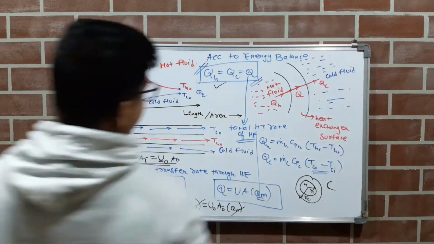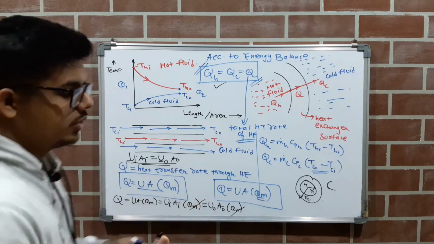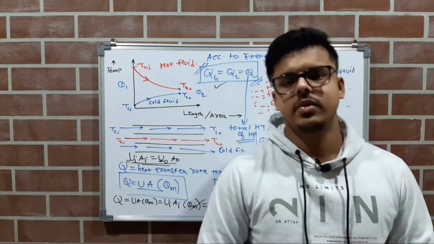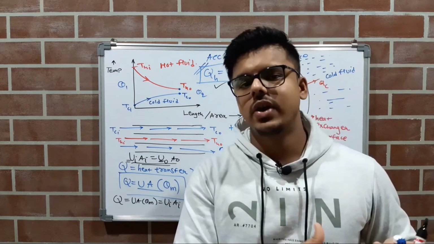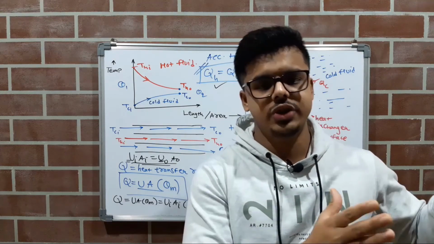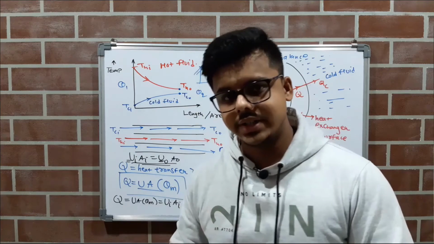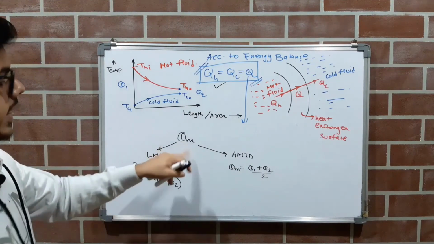And yes, one thing I forgot to write: where to use, as we have two types of approaches for theta m, that is the LMTD approach and the AMTD approach. LMTD is the logarithmic mean temperature difference, and AMTD means arithmetic mean temperature difference. So these are two approaches to find theta m.